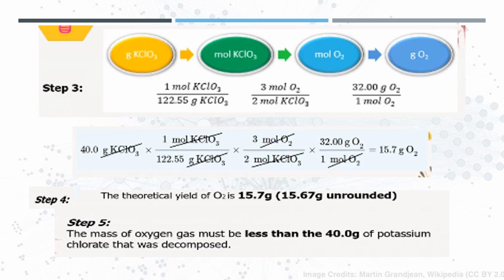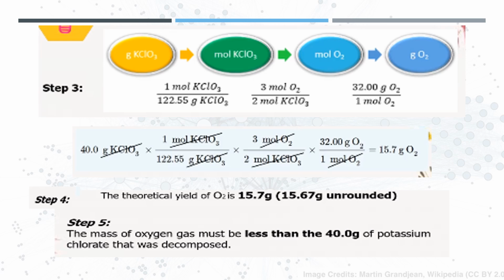Okay, so for the fourth step, you have to solve. So the theoretical yield of the oxygen is 15.7 grams, or 15.67 grams unrounded. For step 5, think about your result. The mass of oxygen gas must be less than the 40.0 grams of the potassium chlorate that was decomposed.